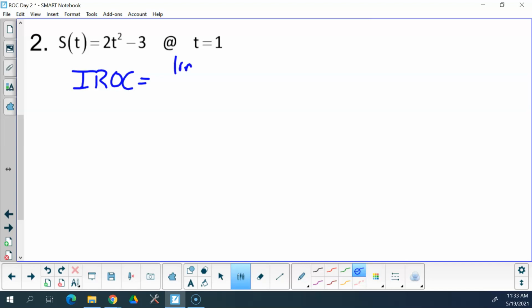So the IROC is going to equal the limit as t approaches what? What do I want t to approach now, if I want the IROC at t equals 1? Yes, 1. I want t to get closer and closer to 1 until it actually is 1. We're going to send t to 1, from either side. Doesn't matter which side you send it from. Above, like 1.5, 1.4, 1.3, 1.0, or from below. And so then this is going to be S of t minus S of 1, all over t minus 1.